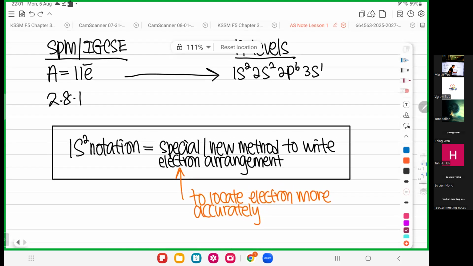So we seldom write 2,8,1 already in A level. We will prefer to write 1s2, 2s2, and so on. This is called 1s2 notation, something totally new in your A level study. Why do we need to use 1s2 notation? So that we can locate the electron accurately. We can find the electron more easily.